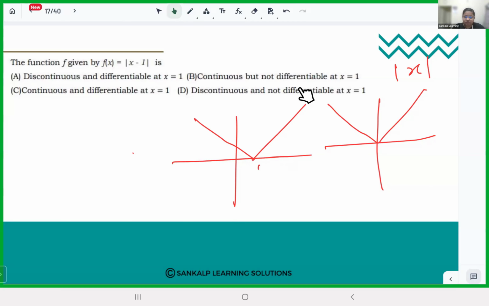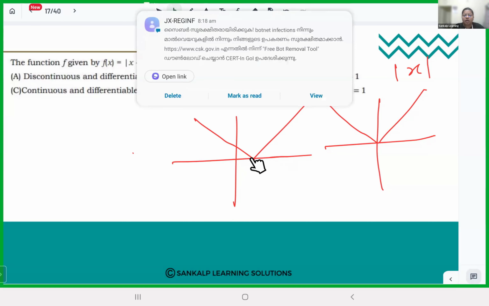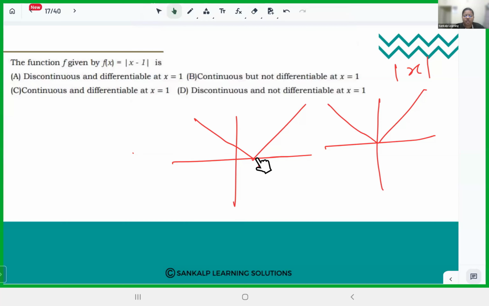And what about differentiability? You can say that at the point x equal to 1, there is a sharp turn or a sharp corner. So what can you say from the graph about the differentiability of the function? It is not differentiable at the point x equal to 1. So which is the right option here? Continuous, but it is not differentiable at x equal to 1.